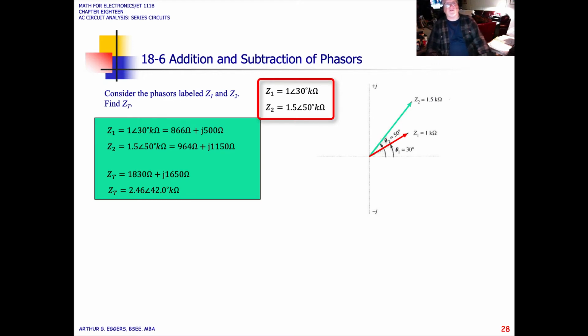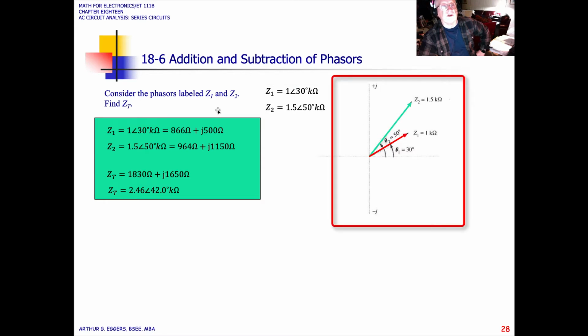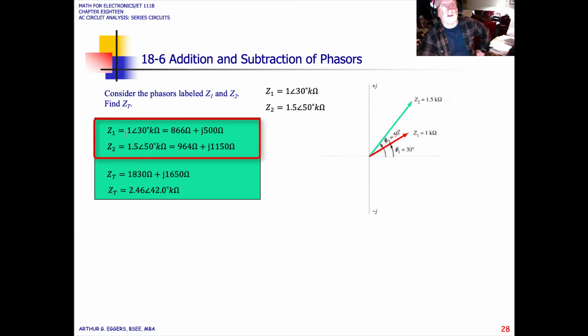If we consider the phasors labeled Z1 and Z2 in the diagram, we have Z1 equal to 1 unit at 30 degrees. Actually, it's 1 k ohm. And Z2 is 1.5 k ohms at 50 degrees. So we've got these two vectors. If we wanted to add them together, the easiest way is to convert them from polar to rectangular. So 1k at 30 degrees becomes 866 ohms plus j500, and 1.5k at 50 degrees gives us 964 plus j1150.